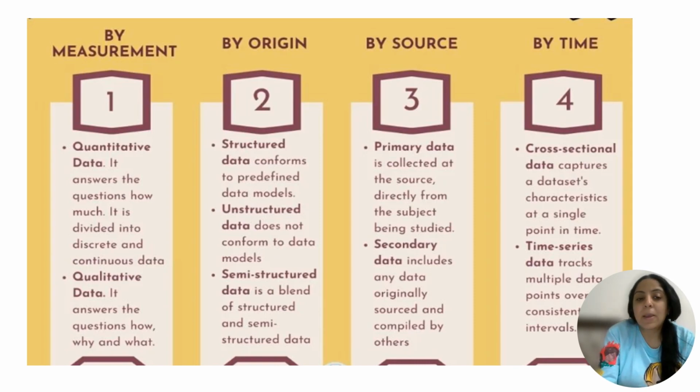Now, by time. By time, there is cross-sectional data. It means a dataset characterized at a single point in time, a snapshot taken from one moment, allowing comparison between groups, subsets, and variables within the same time frame. Examples: customer satisfaction survey, blood pressure screening, weekly sales figures. That's it. Now, time series data. It tracks multiple data points over consistent time intervals to reveal patterns and trends over time. Examples include stock market performance, climate readings, resource usage, web traffic.